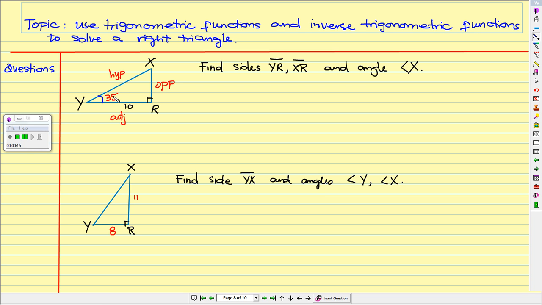So let's start with the first triangle. In this right triangle YRX, the acute angle Y is 35 degrees, and the side YR, which is adjacent to the 35-degree angle, is 10 units. Now we need to find the two missing side lengths, YX and XR.